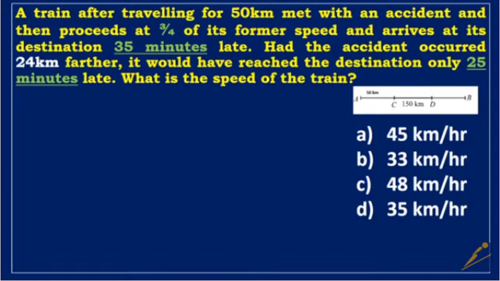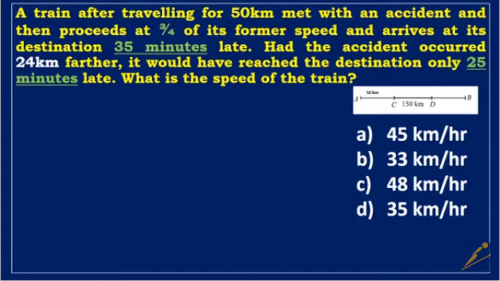Example 1. A train after traveling for 50 kilometers met with an accident and then proceeds at 3/4 of its former speed and arrives at its destination 35 minutes late. Had the accident occurred 24 kilometers farther, it would have reached the destination only 25 minutes late. What is the speed of the train?